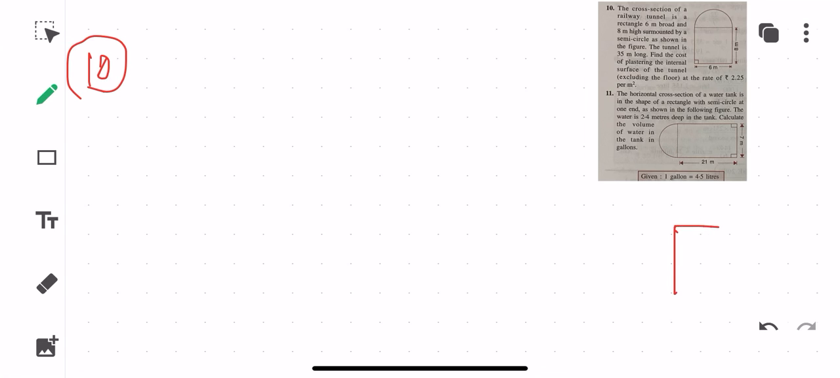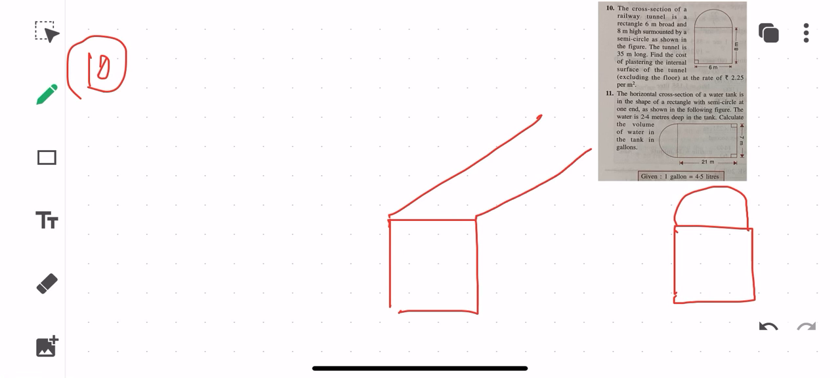They have already given you the figure, so the work is easier. Okay, the tunnel is 35 meter long. Find the cost of plastering the internal surface of the tunnel excluding the floor. So this is only the starting part of the tunnel, children. They are saying that the tunnel is in this shape, of course, and this is a dome, so the upper part is also the dome here. So this is the shape of your tunnel, suppose.